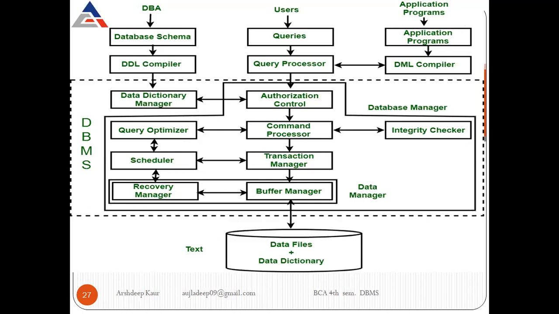In the DBA, we have a database schema and DDL compilers. In case the user provides queries, these queries are processed by the query processor. In case of application programs, we have the application program, then we have a DML compiler. So this is how the DBA, users, and application programmers are connected with each other.